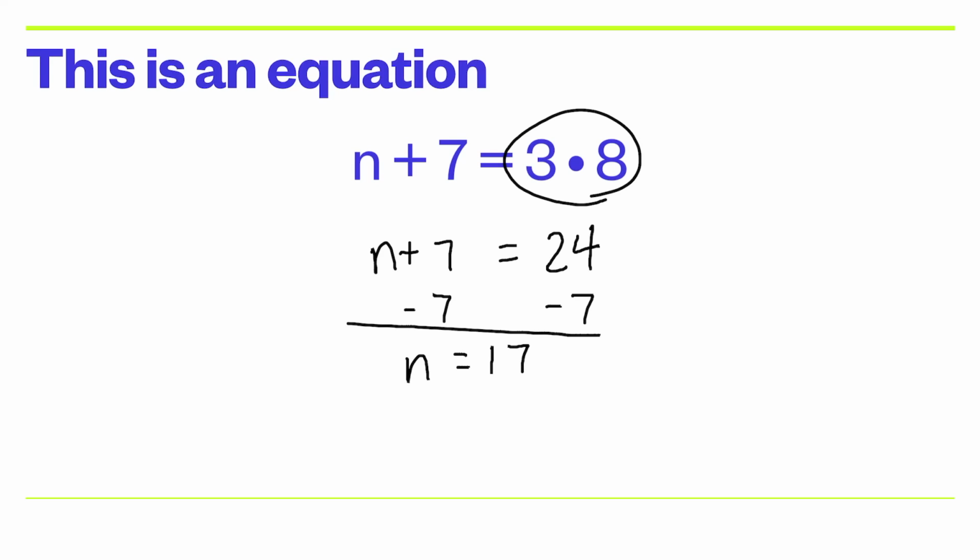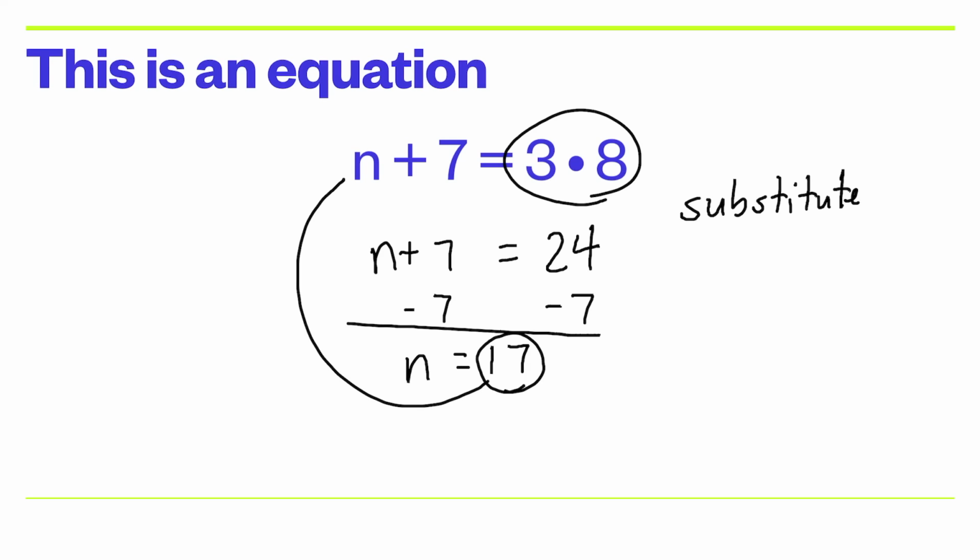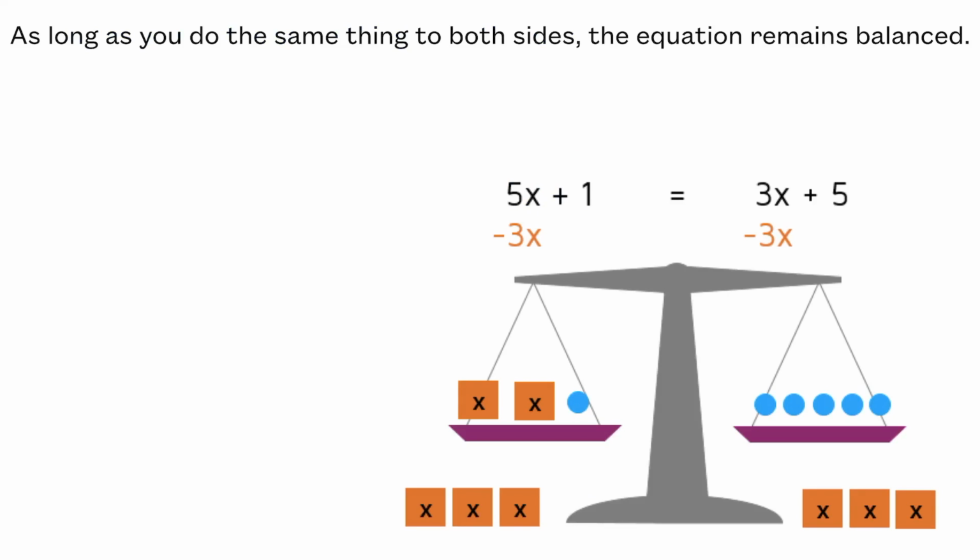Now, in this next step we're going to substitute. That means we need to substitute what N equals for N in order to check our solving. So if we write 17 plus 7 is equal to 3 times 8, we're going to get 24 is equal to 24, and we checked. Now, as long as you do the same thing to both sides, the equation remains balanced.